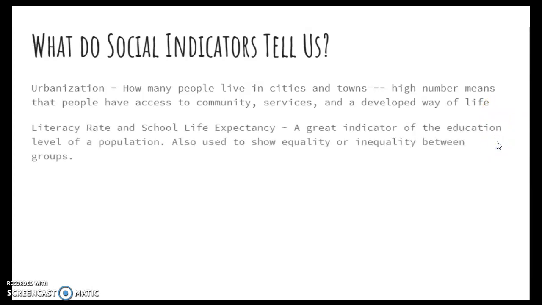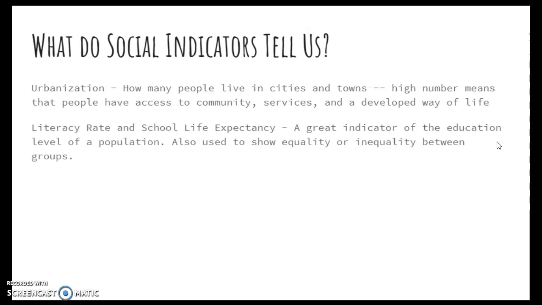Okay. Literacy rate and school life expectancy. These are both indicators of the education level. It could be the value that a society puts on education. It could be the access to education, the ability for people and their kids to become educated. Literacy rate is used with school life expectancy.